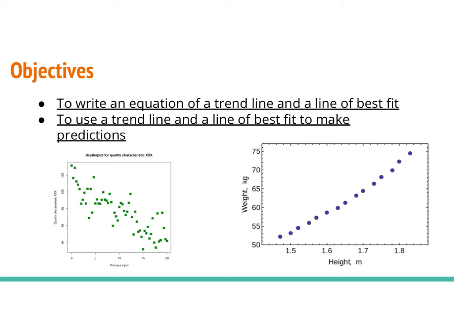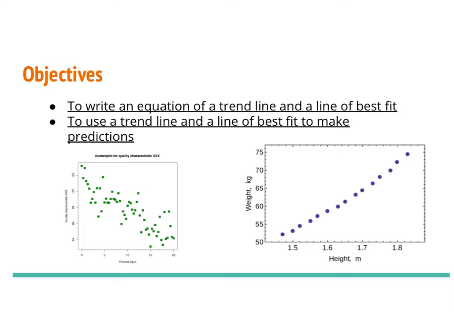All right, our objectives in this lesson are to write an equation of a trend line and a line of best fit, and to use a trend line and a line of best fit to make predictions.